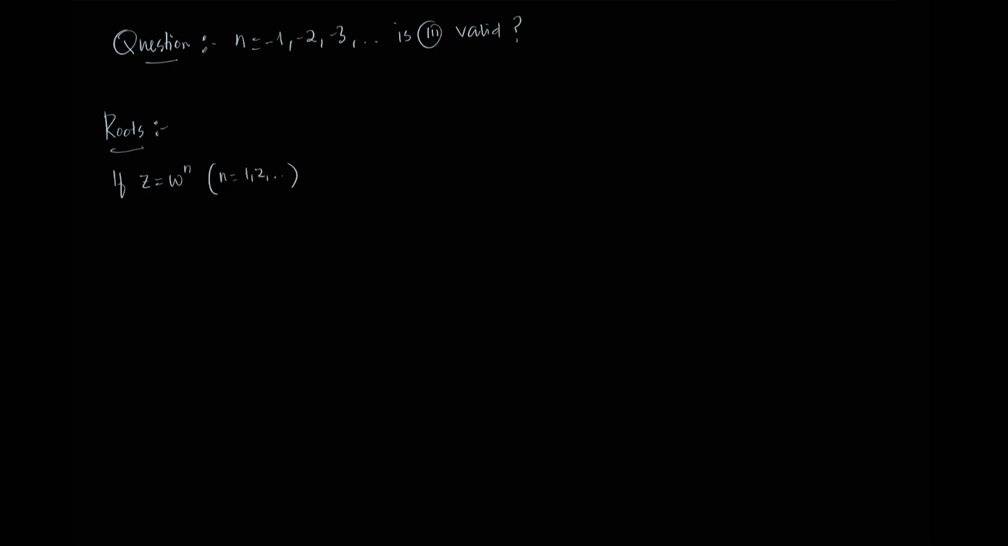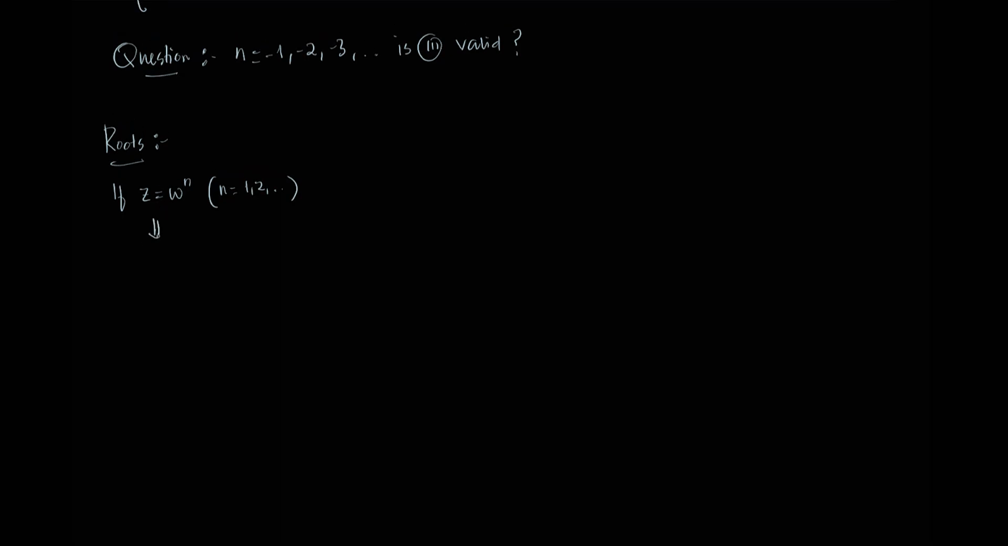So if z equals w power n, what does that imply? That implies that for each value of w, where w is in C, any arbitrary complex number, it can be 1 plus i, it can be i, it can be something else also, there exists one value of z. So if you put a particular w, there is exactly one value of z, right?